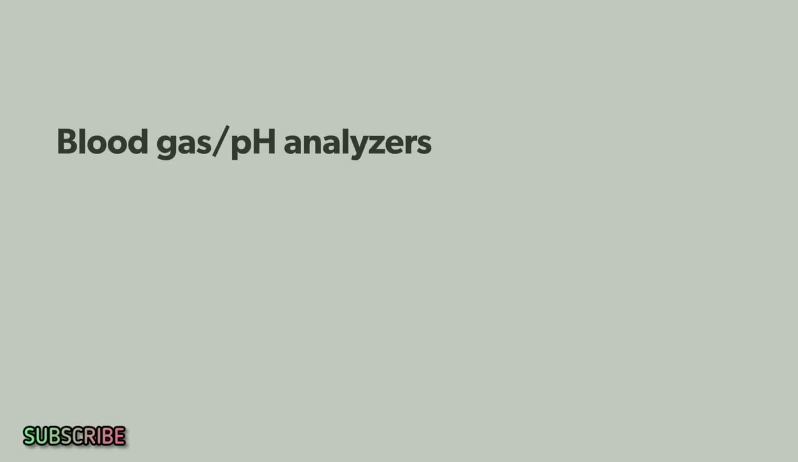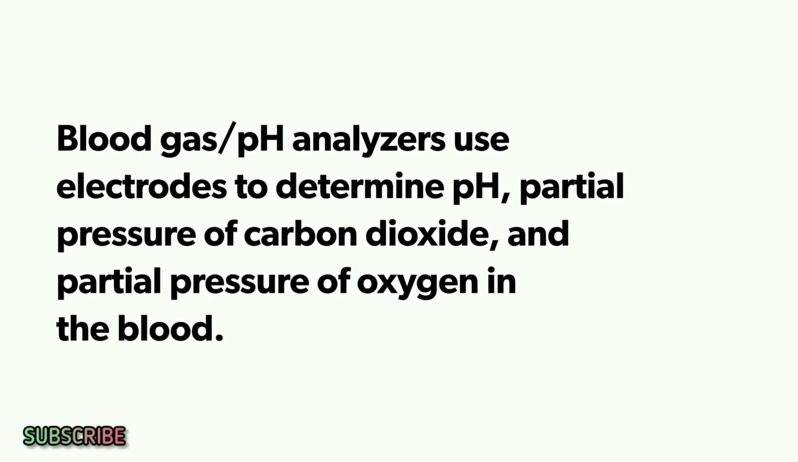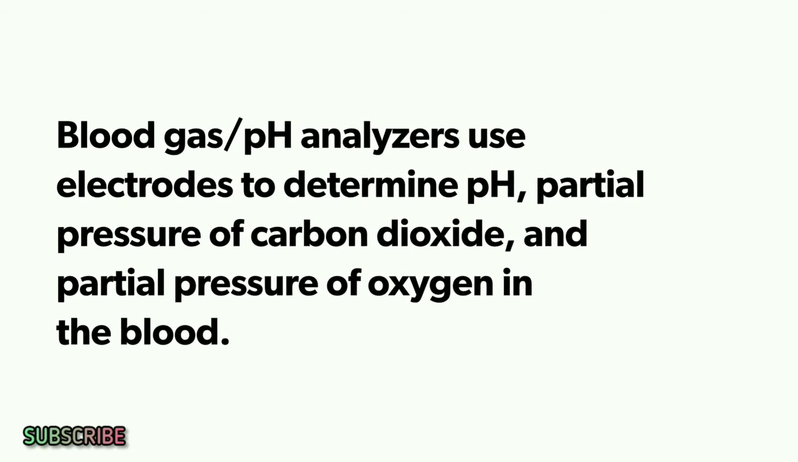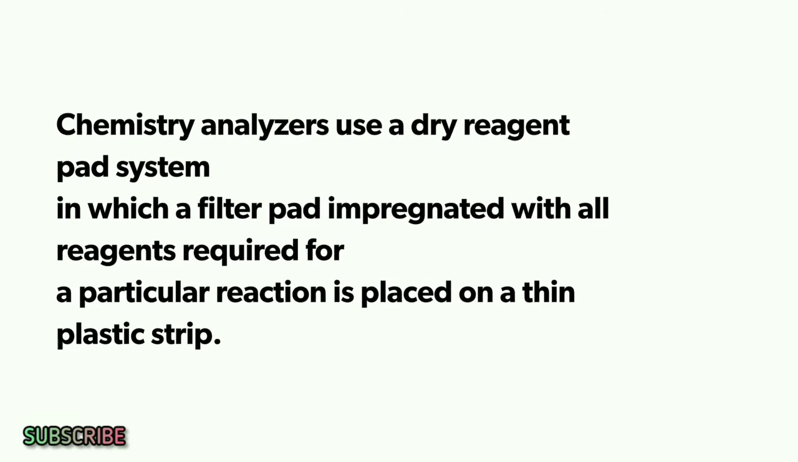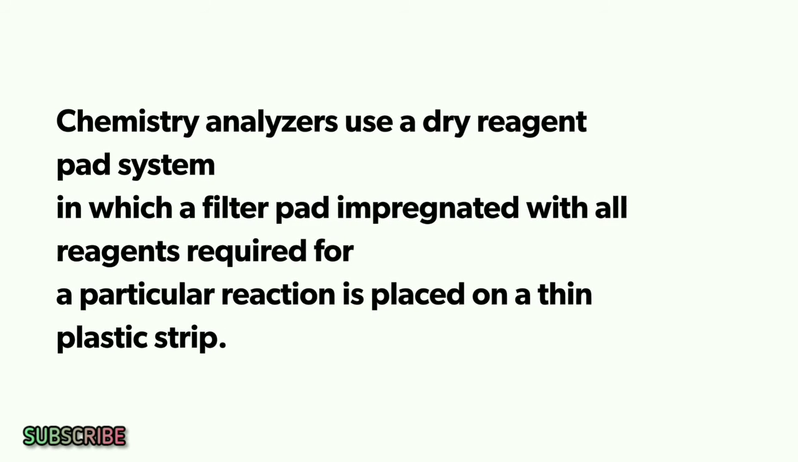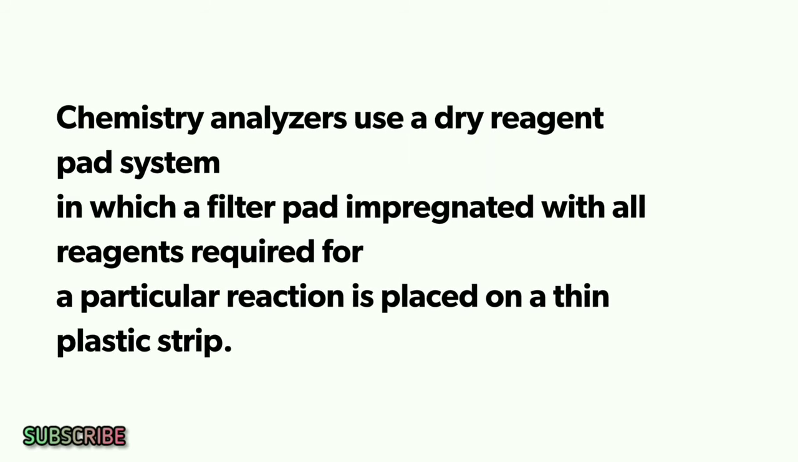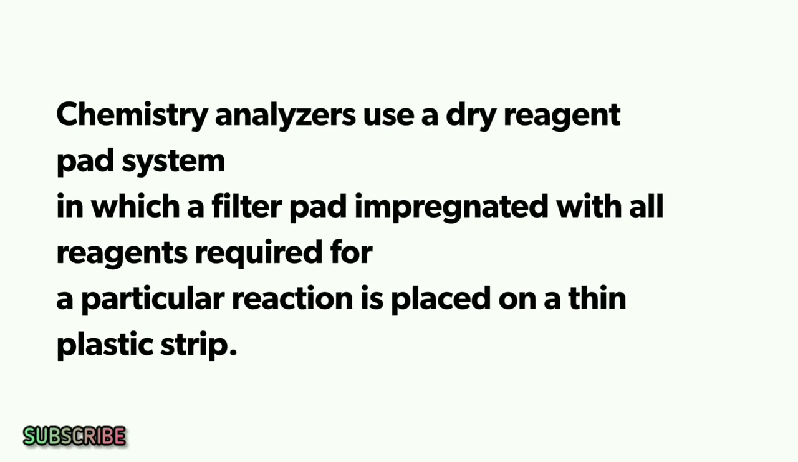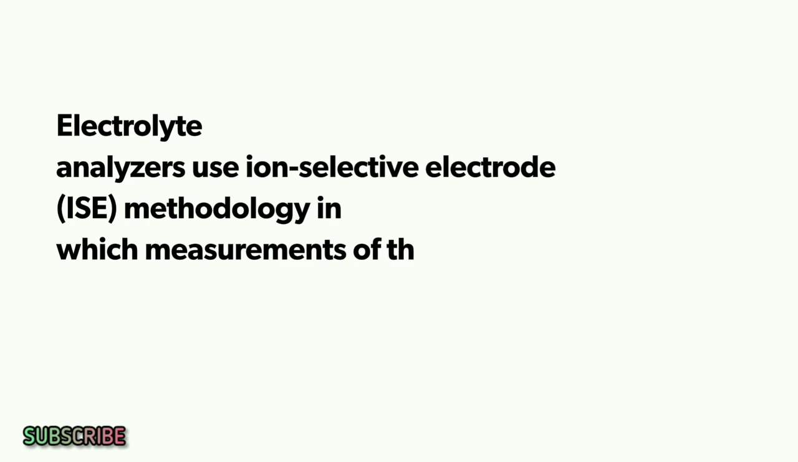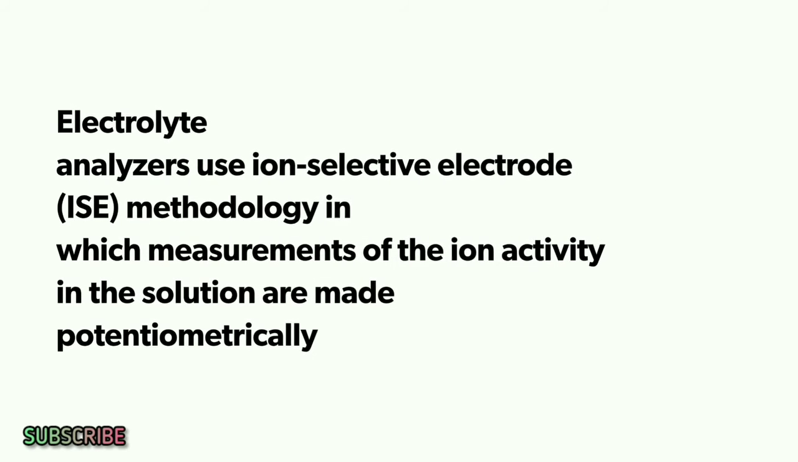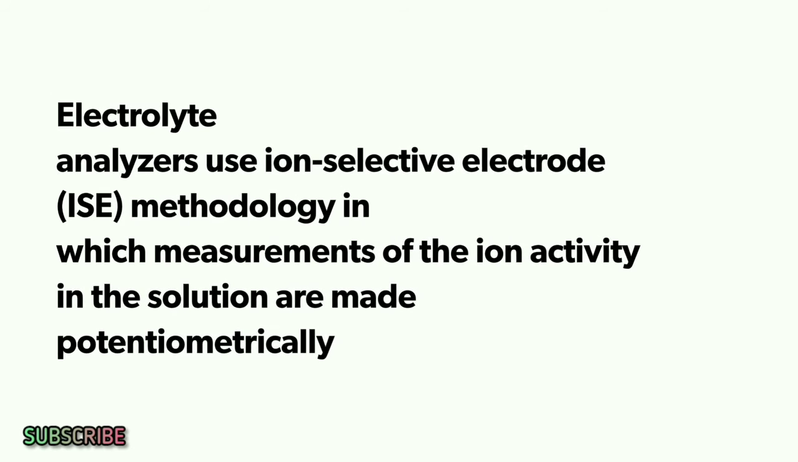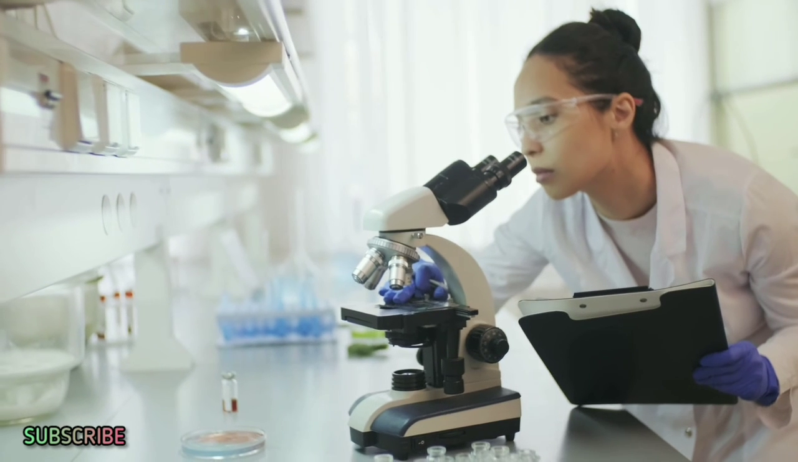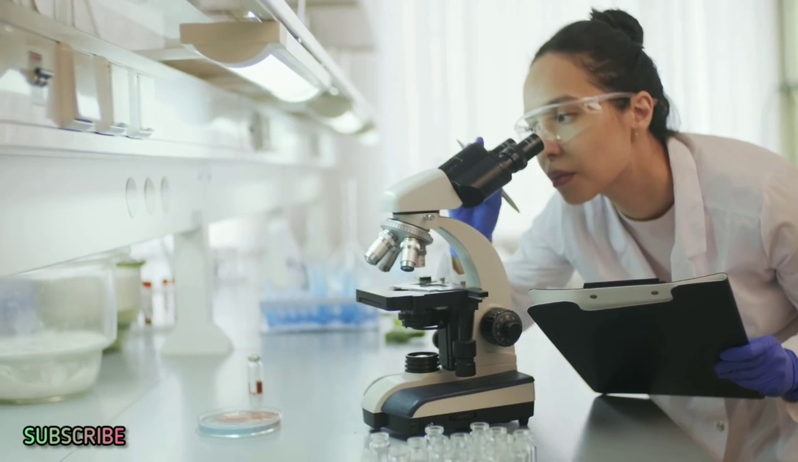The blood gas or pH analyzers use electrodes to determine pH, the partial pressure of carbon dioxide and the partial pressure of oxygen in the blood. Chemistry analyzers use a dry reagent pad system in which a filter pad impregnated with all the reagents required for a particular reaction is placed on a thin plastic strip. The electrolyte analyzers use ion selective electrode, or ISE, methodology in which measurements of the ion activity in the solutions are made potentiometrically using an external reference electrode and an ISE containing an internal reference electrode.